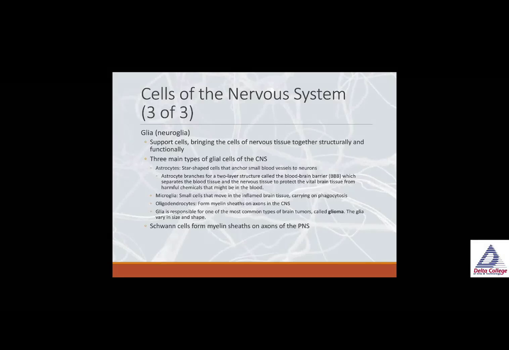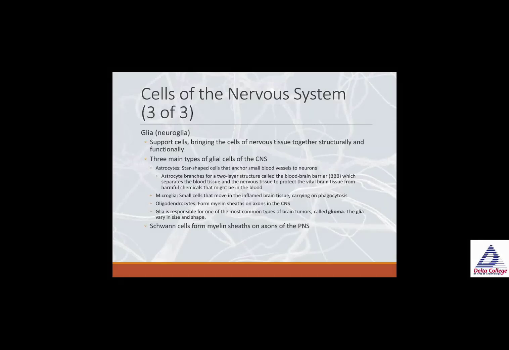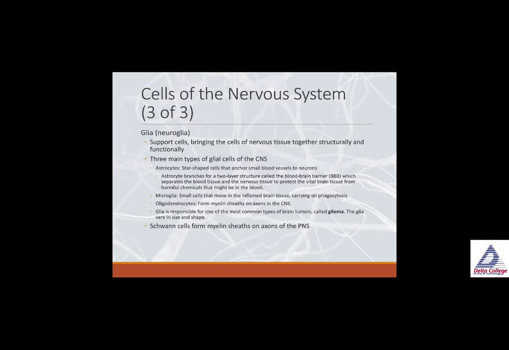Astrocyte branches form a two-layer structure called the blood-brain barrier, which is very important to know. This blood-brain barrier separates the blood tissue and the nervous tissue to protect the vital brain tissue from harmful chemicals that could be in our blood. Then you've got microglia. These are small cells that move in the inflamed brain tissue, carrying on phagocytosis. Gets rid of stuff that doesn't need to be there.